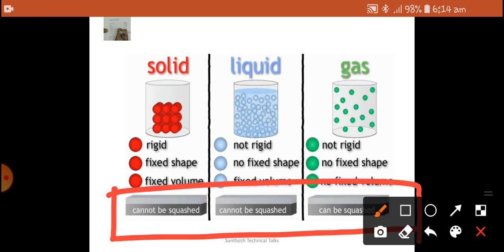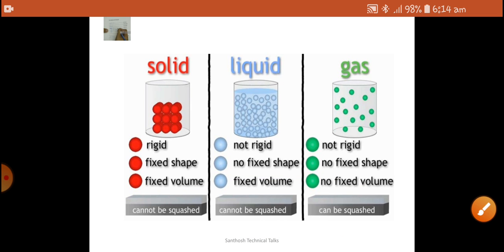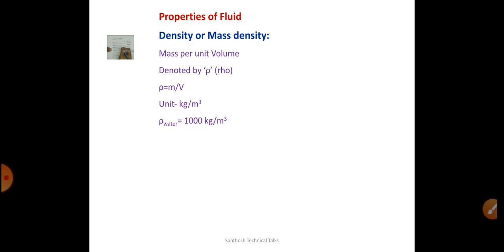In solid, it is rigid, fixed shape, fixed volume, cannot be squeezed. In liquids, no rigidity, no fixed shape, but fixed volume, it also cannot be squeezed. Whereas gases have no rigidity, no fixed shape, no fixed volume. Therefore, it can be squeezed. Squeezing means it can be compressed. So here we are going to start the properties of a fluid.